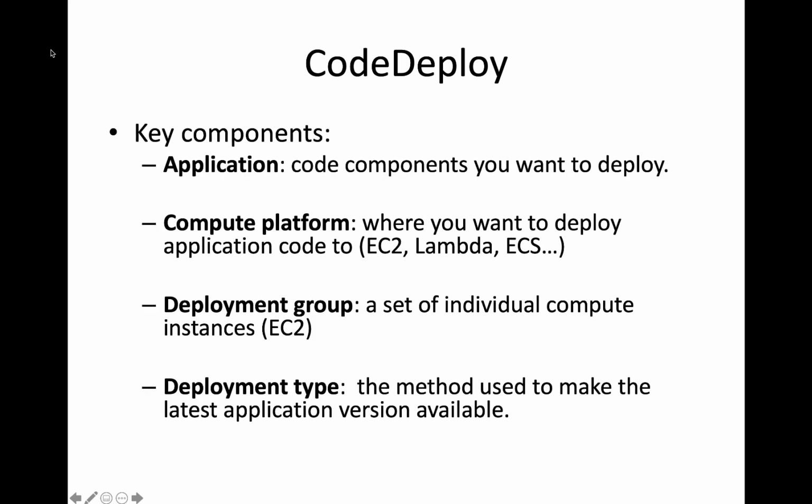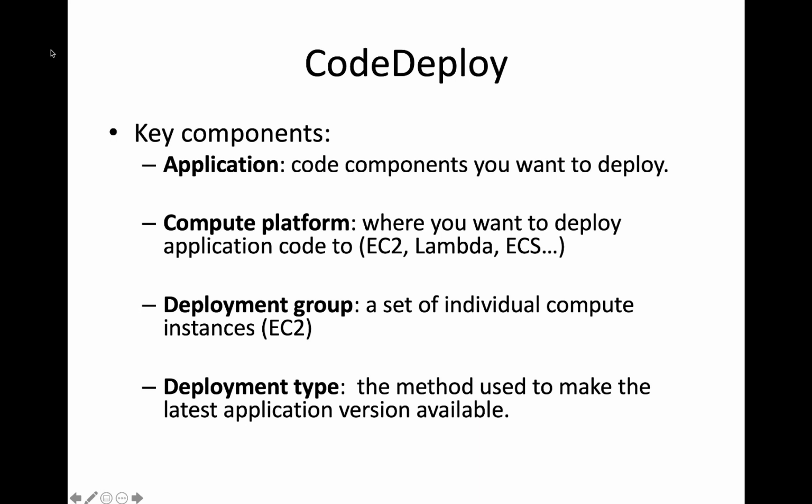So let's define the key components that are part of this CodeDeploy service. First, you have the actual application, and the application is those code components that you want to deploy to compute resources. Then you have your compute platform, and your compute platform describes where you want to deploy your application code to. And it could be EC2 instances or Lambda functions or ECS containers.